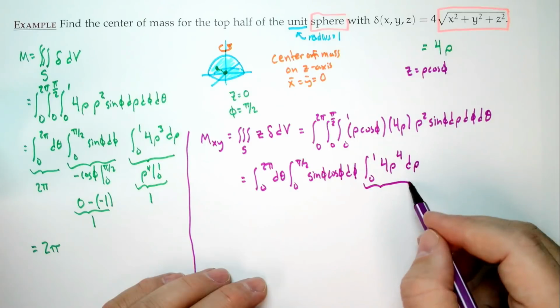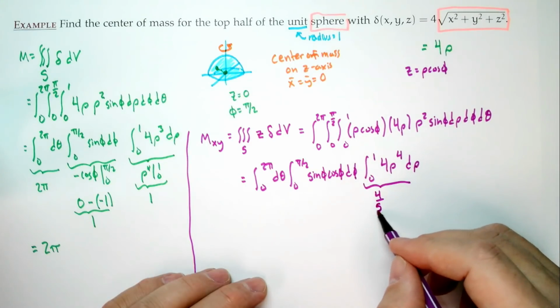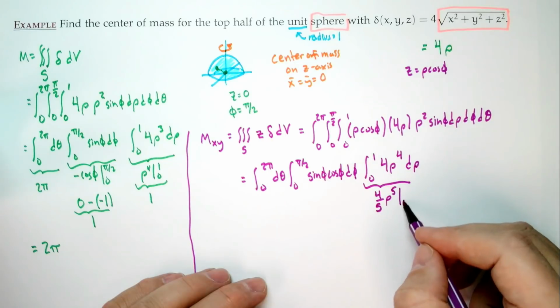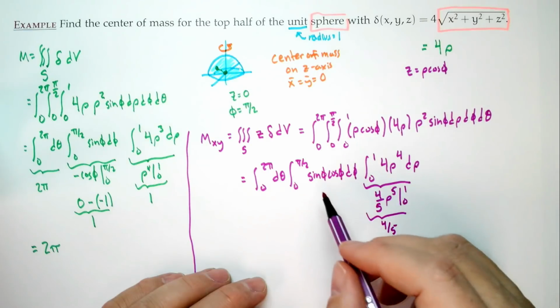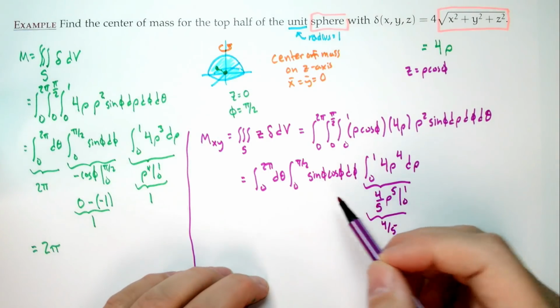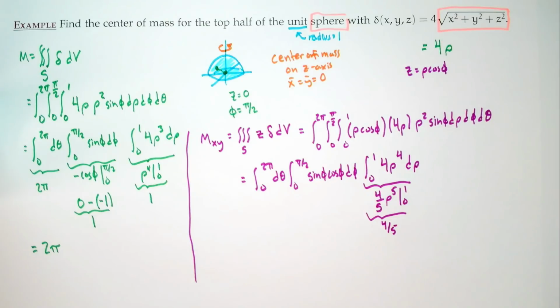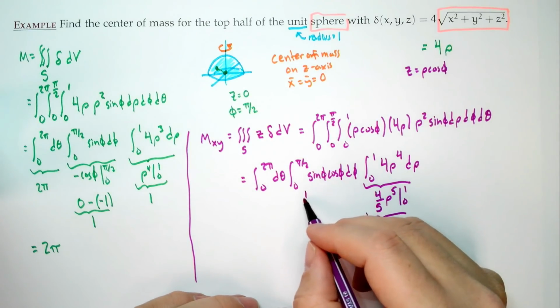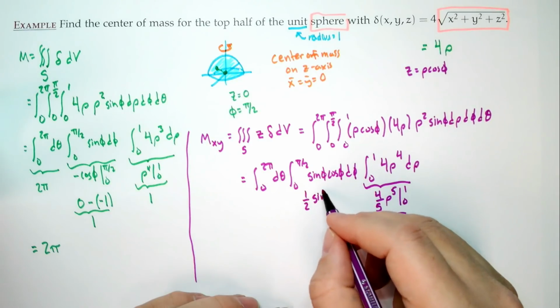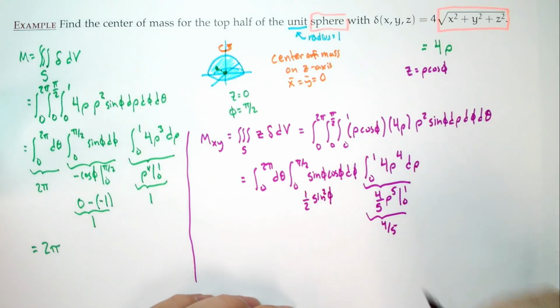Now this last piece becomes 4/5 rho to the 5th from 0 to 1, which means it's 4/5. Now the integral of sine phi cosine phi, there are lots of ways to do this one. You can set, for example, u equals sine of phi, and du is then cosine of phi d phi. And if you did that, what you would end up with is 1/2 sine squared of phi. Like I said, there are lots of ways to do it.